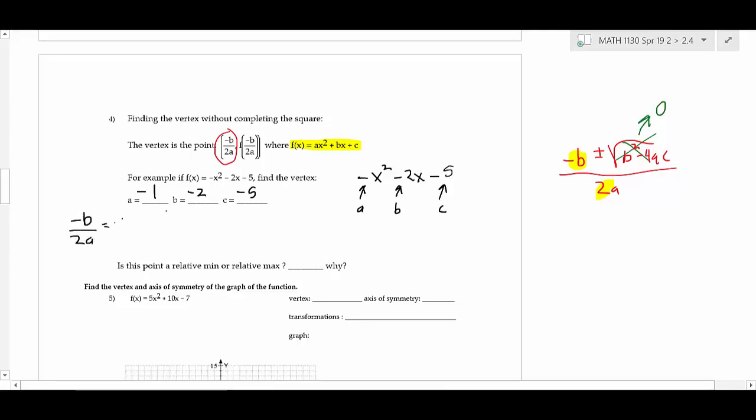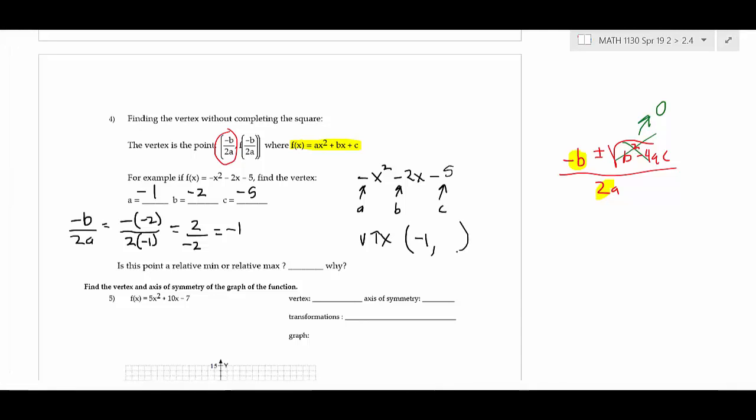So you're going to do negative 2. You have to do the opposite of b. Then you do 2 times a, or 2 times negative 1. And that'll automatically give you the x value of the vertex. So that is 2 over negative 2, so that's negative 1. So on our answer, we've already got negative 1 is the x value of our vertex. That's real simple to do. Negative b over 2a.